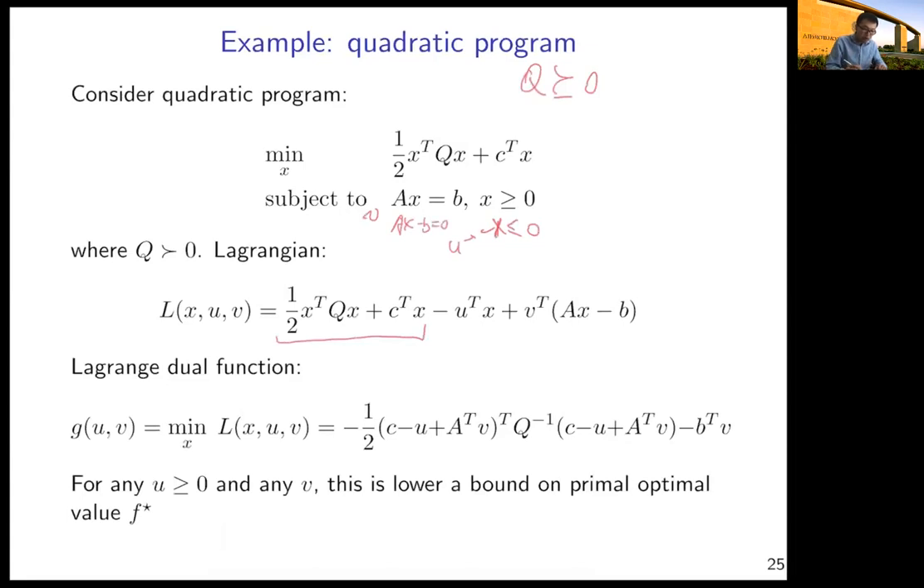Okay, so by doing this, we can construct terms that are always smaller than 0 by just adding them up. So we have u transpose x, v transpose (Ax minus b), and we know that this is always smaller than f of x, which is equal to just the first term.